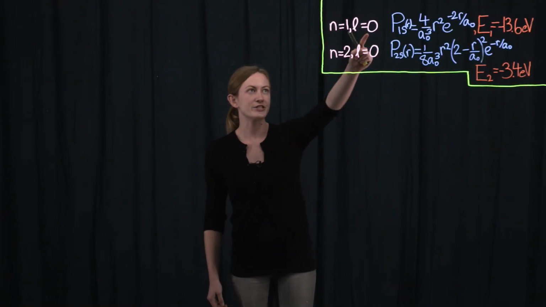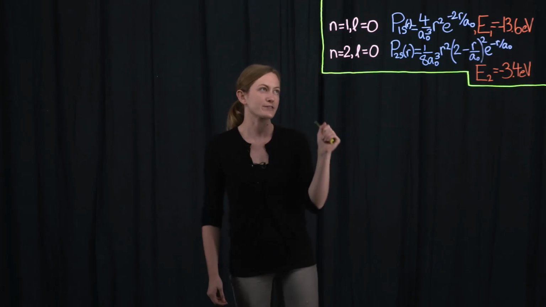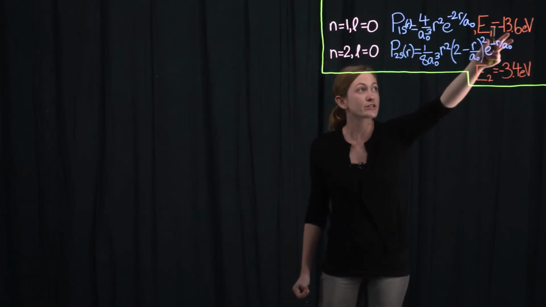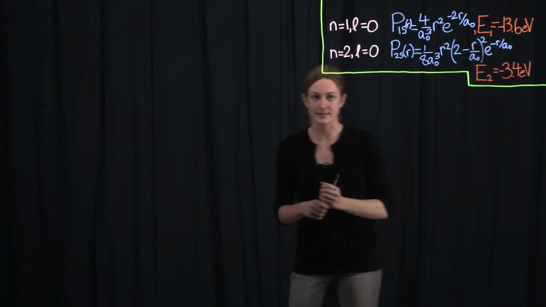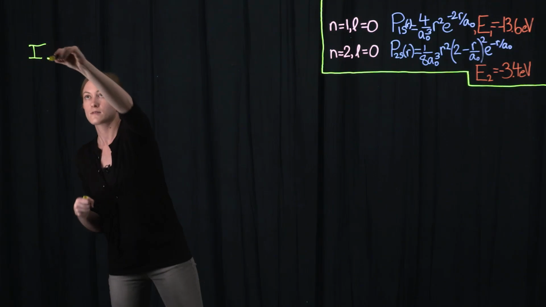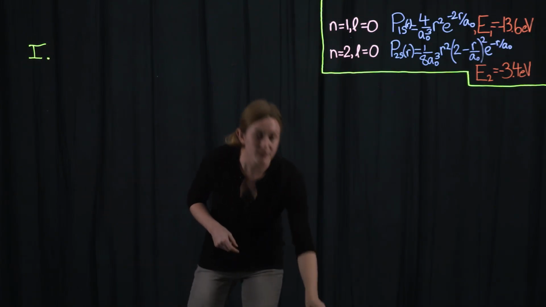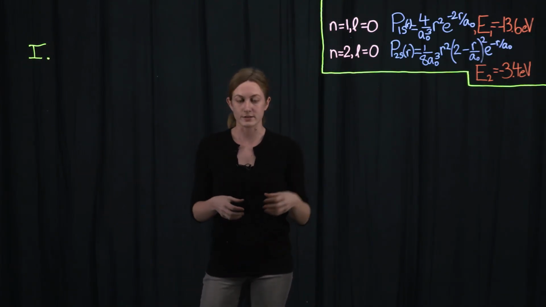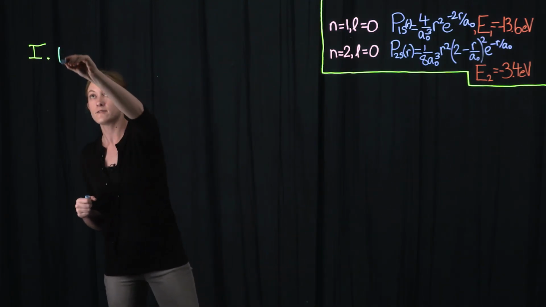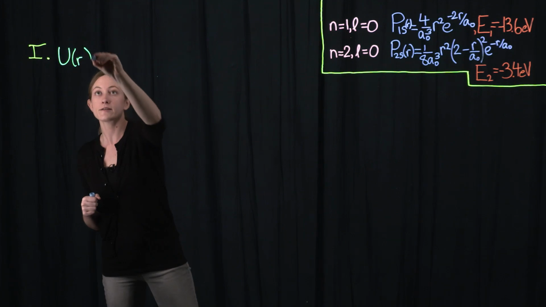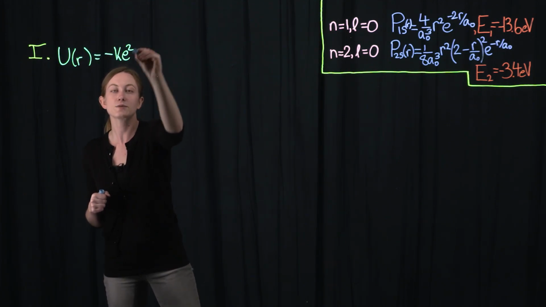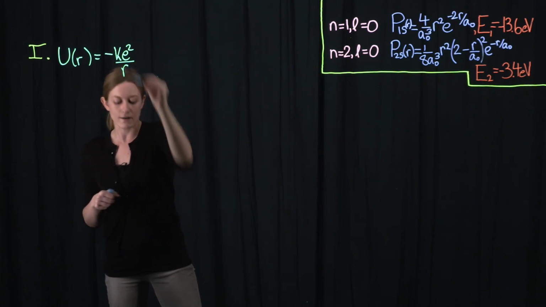The ground state of hydrogen is the n equals 1, L equals 0 state, and I've written the probability distribution here, and it has an energy of minus 13.6 eV. So the electron is bound by the Coulomb force to the nucleus, so the potential energy of the electron U of R is just the Coulomb potential, minus K E squared over R.